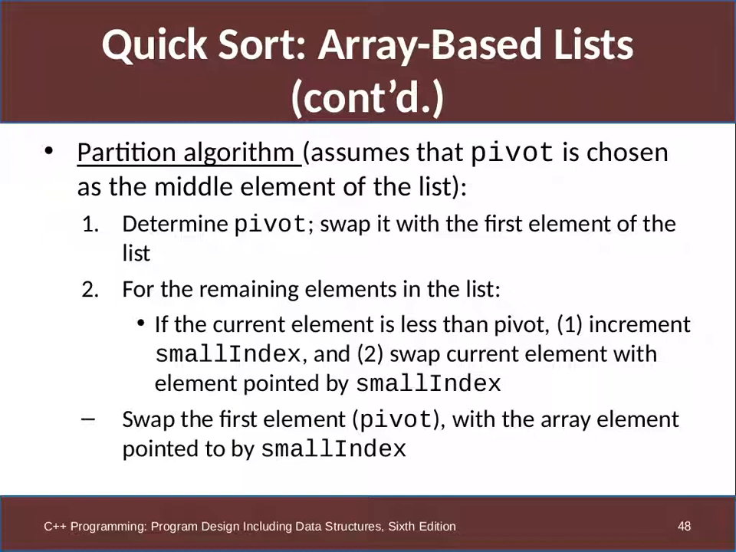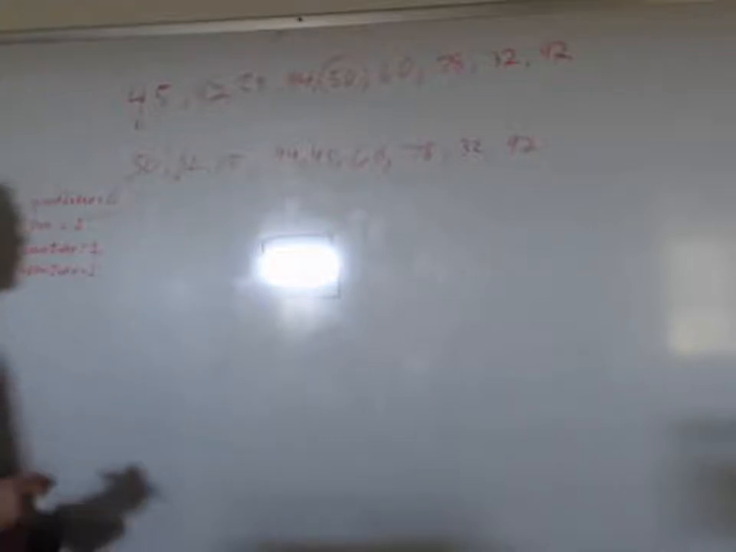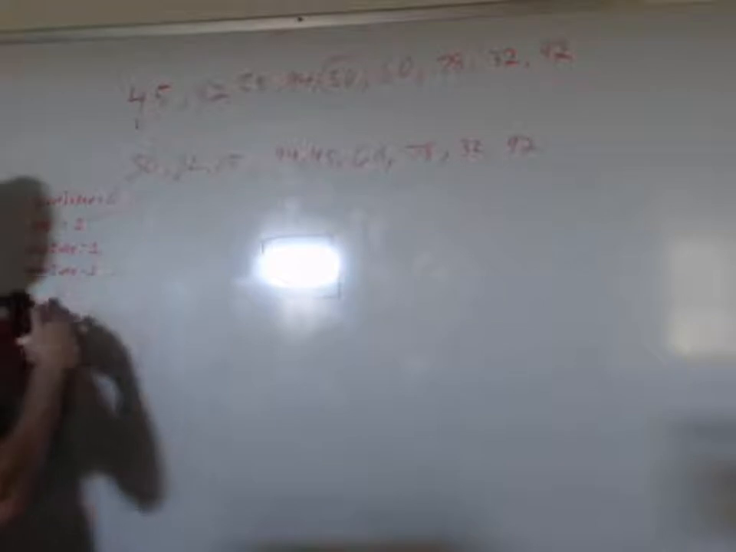82 is greater than 50. Position starts at 1, your lower index starts at 1, your upper index starts at 1. 82 is greater than 50. So that just means your upper index is going to increment to 2. And then we'll go and visit the next one.